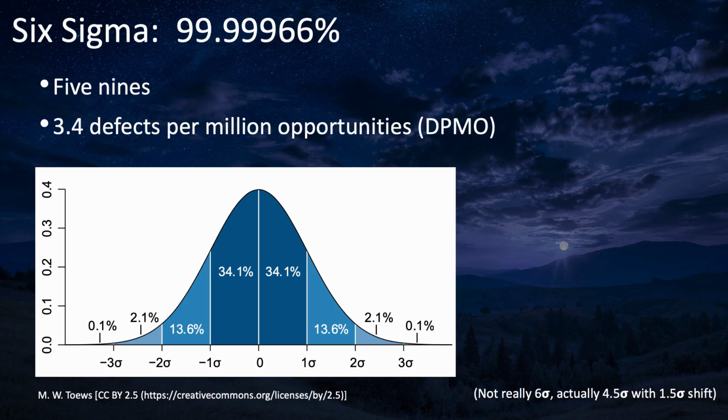For those of you who are more statistically inclined, 3.4 defects per million is not actually 6 sigma. It's 4.5 sigma with a 1.5 sigma shift. And there are some good reasons for this adjustment, but they're a bit beyond the scope of this course. If you're interested, you can read more about it online.